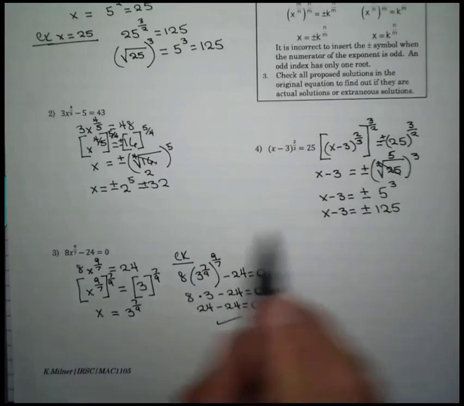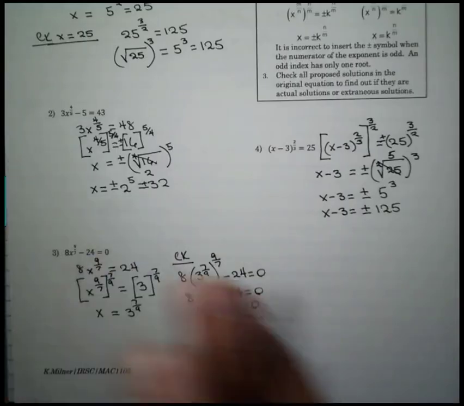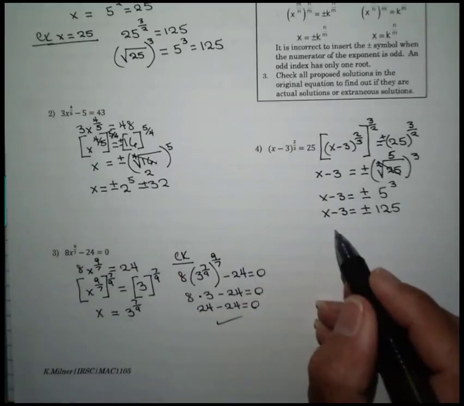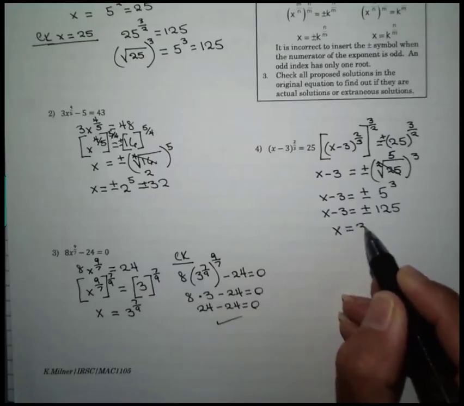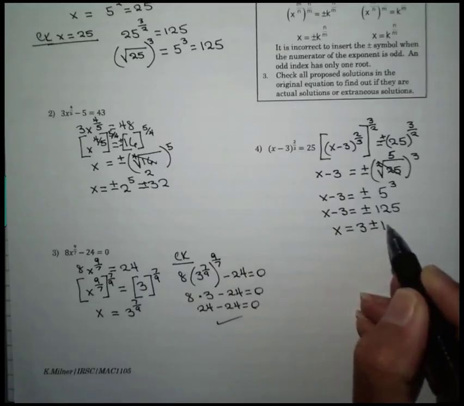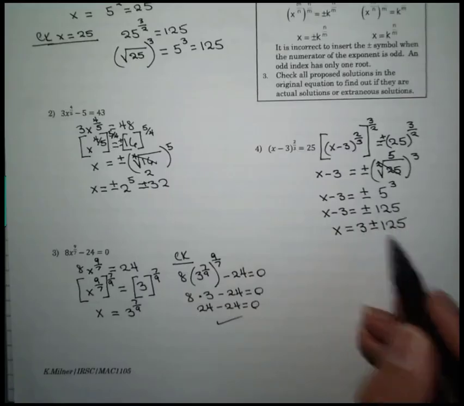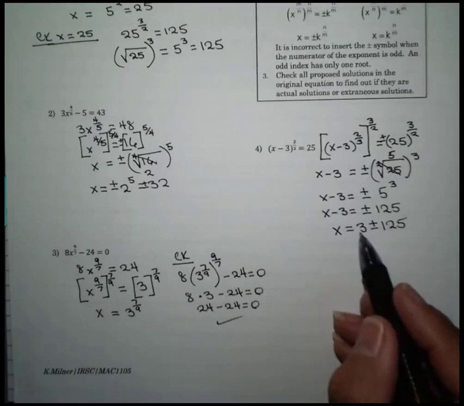Now, let's take this 3 to the other side here, okay? Because we don't really want it over here. We're going to add 3 to both sides, and I'll say x is equal to 3 plus or minus 125. It's always good to add it in front of the plus or minus because we're going to do this next.